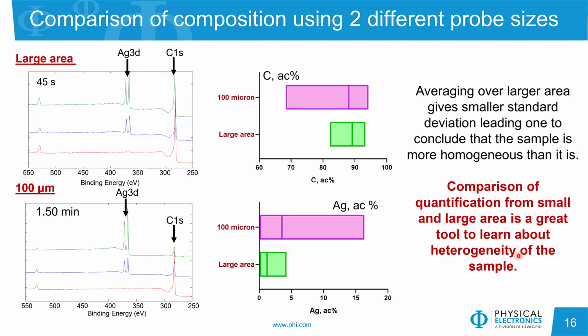So when you look at all the data from 10 areas and calculate the average and look at this range and standard deviation, you see that averaging over a larger area will give smaller standard deviation, and that would lead to the erroneous conclusion that the sample is more homogeneous than it really is. Because for 100 micron data, you can see a much larger range of carbon concentration, much larger range of silver concentration. So again, comparing the quantification from small and large area is a very useful tool to learn about heterogeneity of your sample.